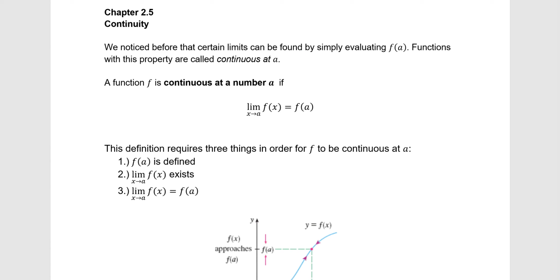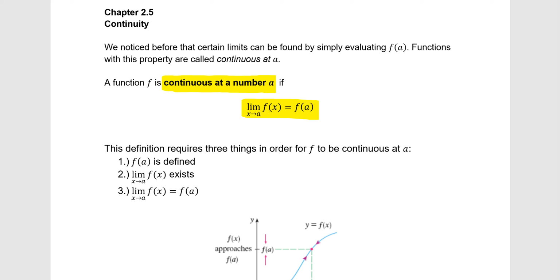So the definition of continuity at a number: a function f is continuous at a number a if the limit of f of x as x approaches a equals f of a. So once again, that is just direct substitution, and when we can do that, we say that it's continuous at that number a. So there's three things that need to happen here if that's going to be the case.